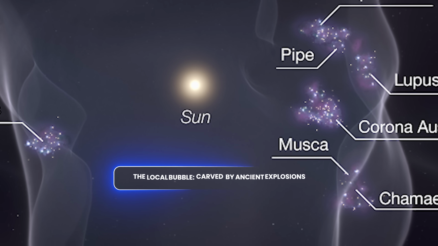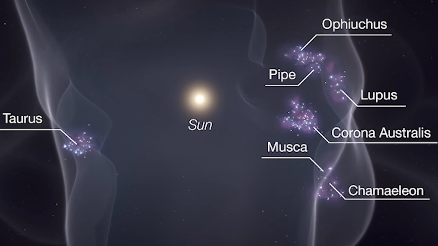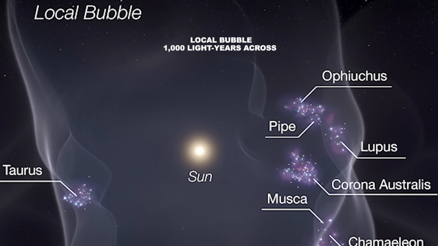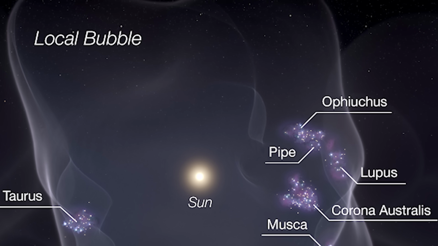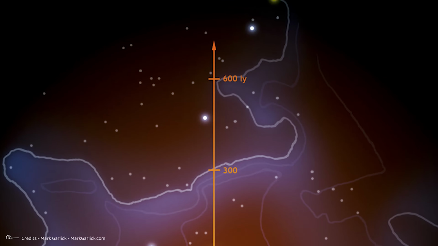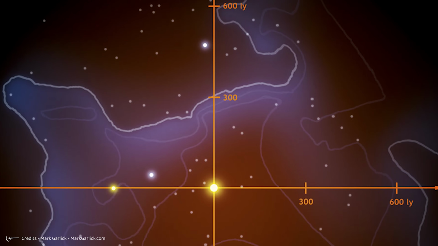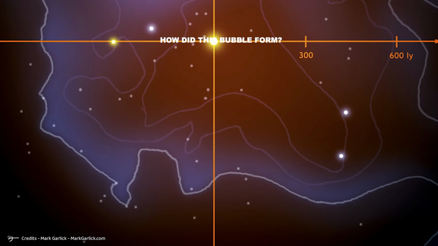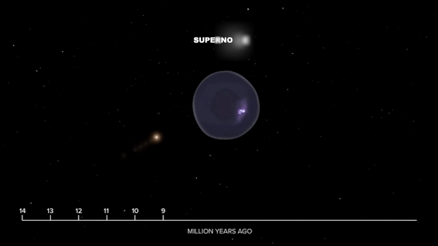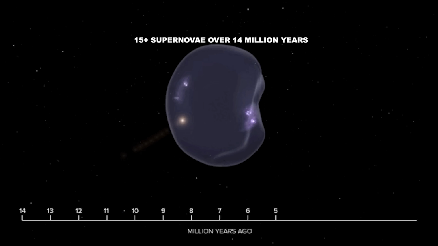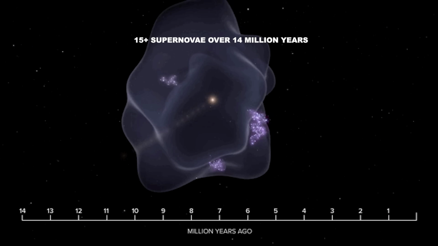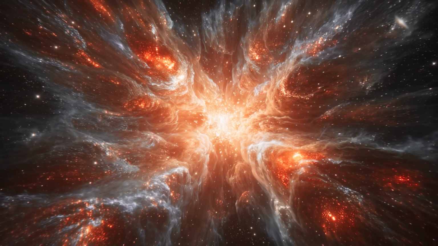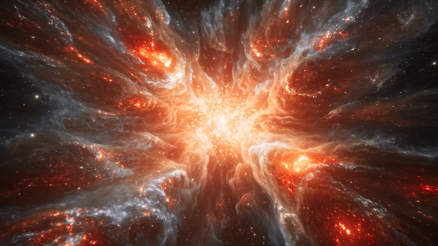Zoom out further and we find something remarkable. The solar system sits inside a vast region of space called the local bubble, a cavity approximately 1,000 light-years across, where the density of matter is unusually low. It's like a cosmic void, not empty, but far less dense than the surrounding regions of the galaxy. How did this bubble form? Supernovae. Astronomers estimate that at least 15 supernovae exploded in this region over the past 14 million years. These massive stellar explosions pushed gas and dust outward, carving out the cavity we now occupy.